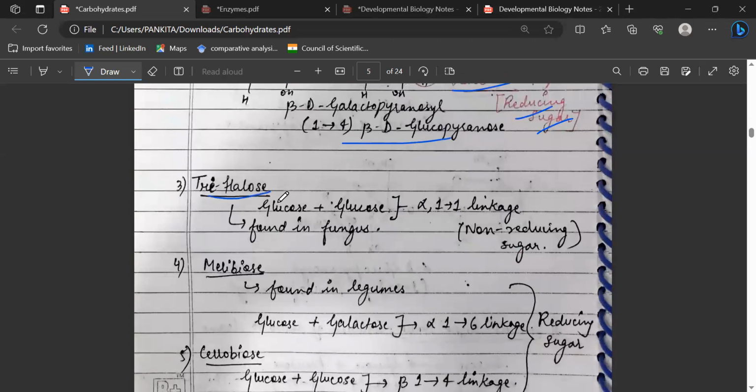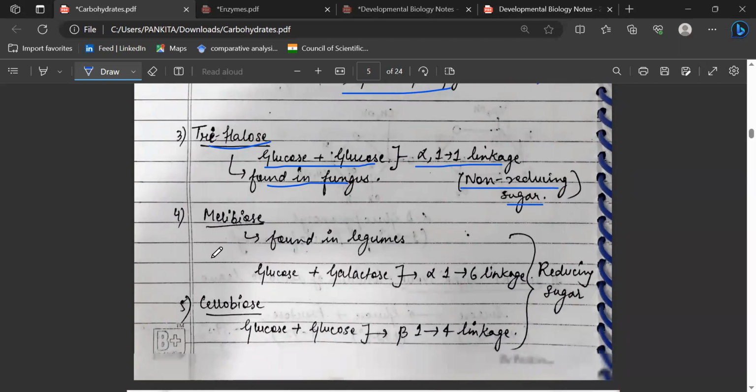Then we have trehalose. It's a disaccharide made up of two glucose units and it's found in fungi. The two glucose units in trehalose are combined by alpha 1,1 linkage, and trehalose is a non-reducing sugar. Then we have melibiose, which is found in legumes and is formed with one unit of glucose combined with a unit of galactose through alpha 1,6 linkage. Cellobiose has two units of glucose combined by beta 1,4 linkage. Both melibiose and cellobiose are reducing sugars.